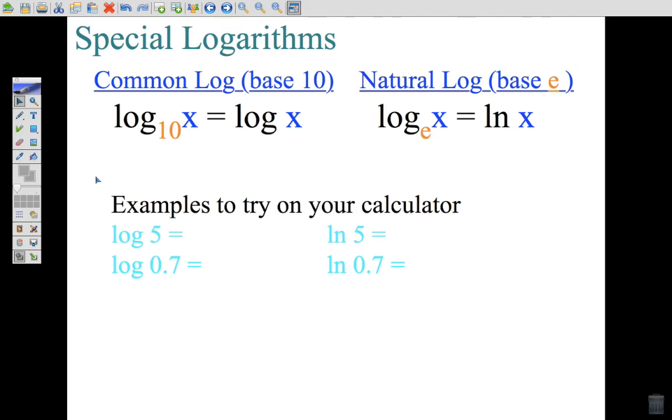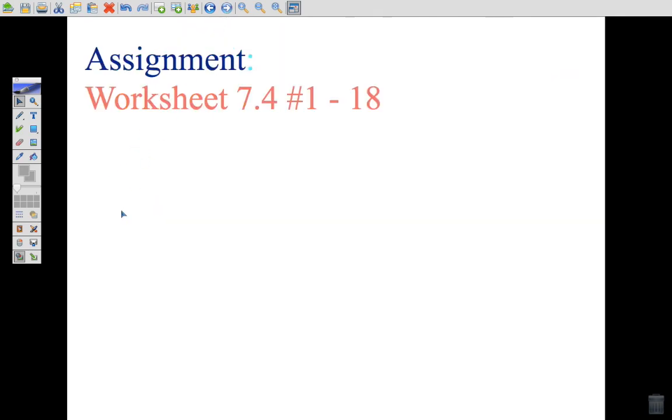So as you punch each of these in, please check here to see if you're coming up with these answers with your calculator. So all of these examples you've seen are just like what's on your homework assignment. So today's homework assignment, worksheet 7.4, questions number 1 through 18.